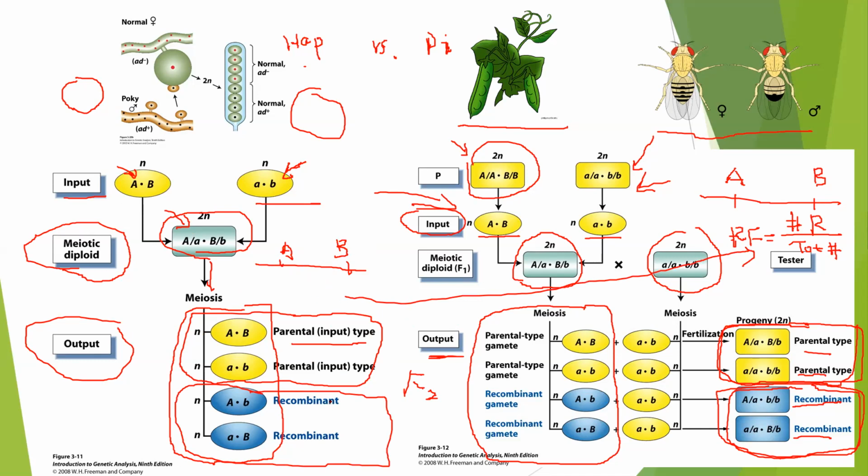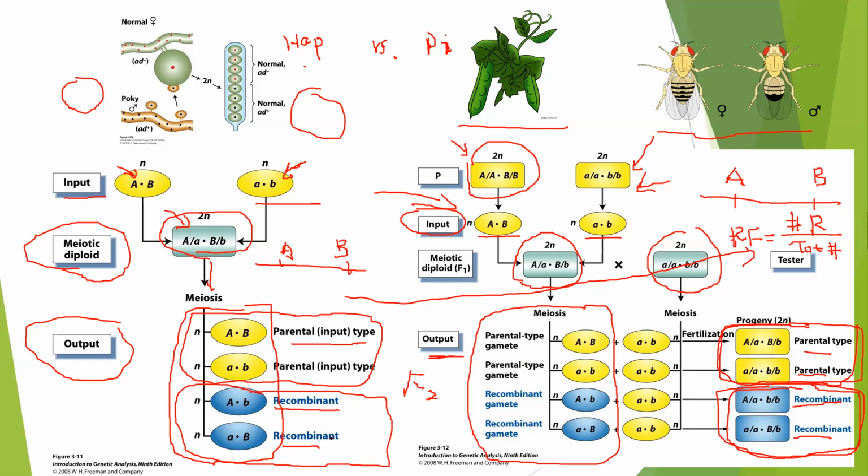What we need to do is figure out which progeny represent the recombinants and which are the parental type. Once you specify the progeny that carry different genotypes than their parents, then we can use this formula to calculate the genetic distance between these two genes. Any questions?